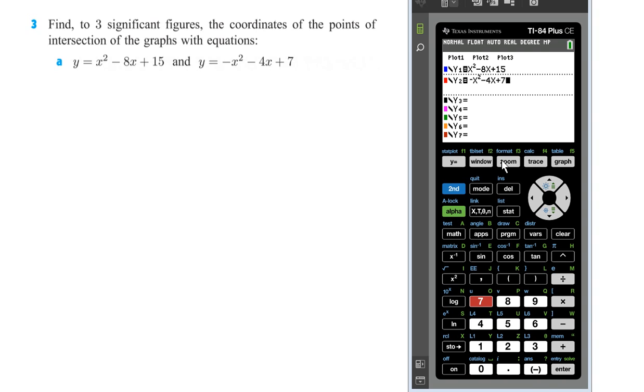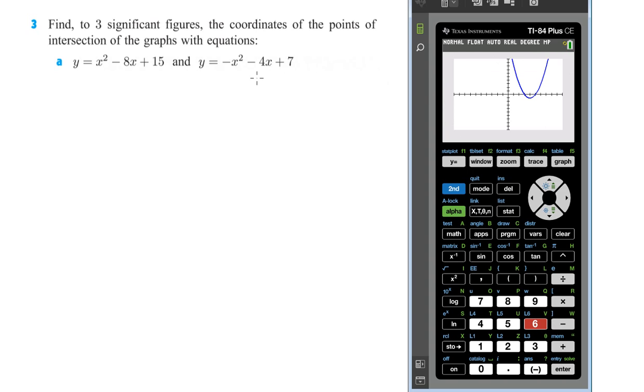Okay, we've already done a zoom standard, but let's just do it again just to make sure. Zoom 6, and it will give us our 2 graphs here. Once it's done thinking, there we go. There's one graph, and this is an upside down quadratic, so there's going to be another one. Oh, there it is. And oh, look at that. It doesn't even intersect. They don't hit.